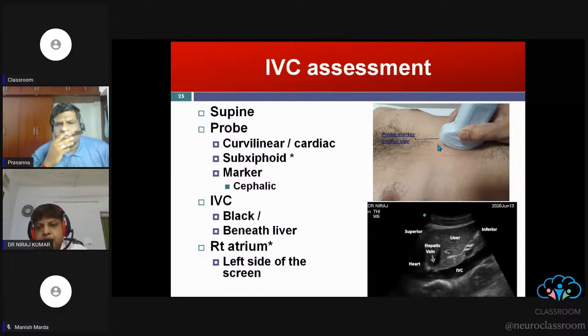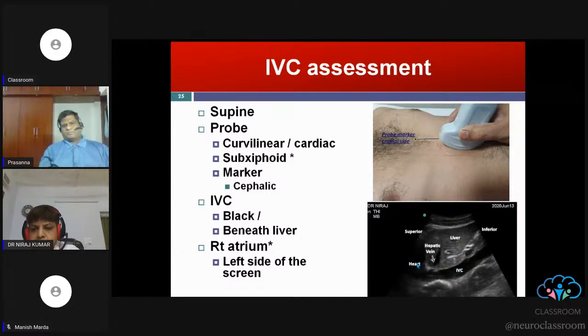And if you are using the curvilinear probe, then the marker should be in the cephalic direction. You have to keep the probe in the subxiphoid region after identification of the heart in the subxiphoid view, and turn the probe to the longitudinal direction. So we will obtain this image. You can see that this is the superior aspect of the body, this is the heart, and this is the inferior aspect of the body. So you have to find this IVC draining into the heart.